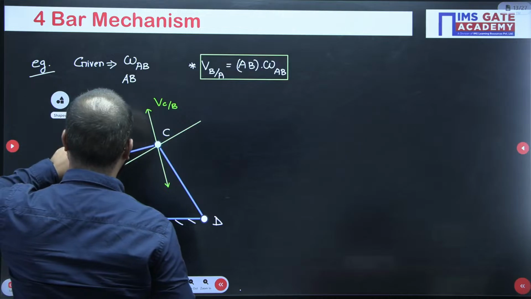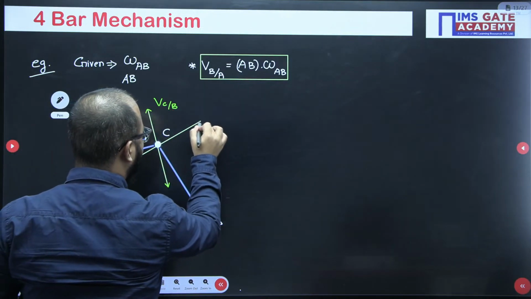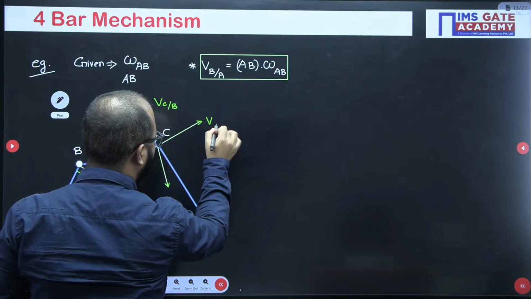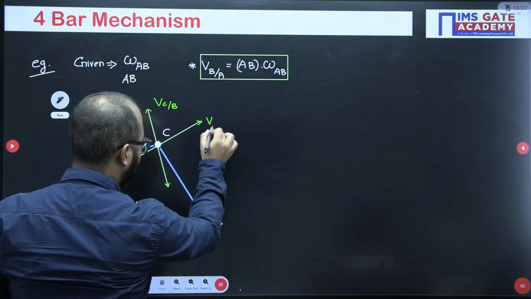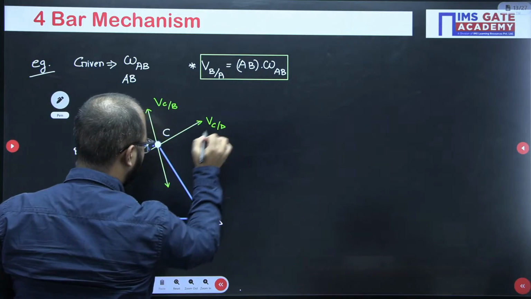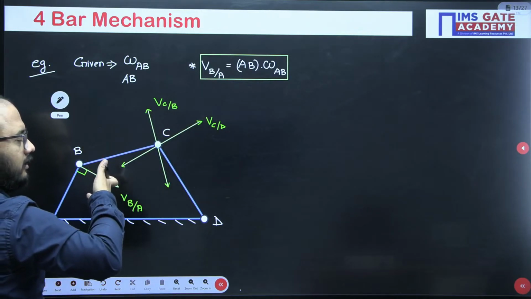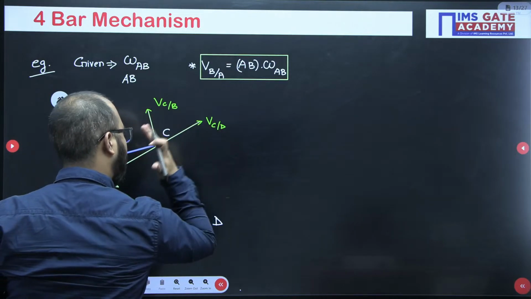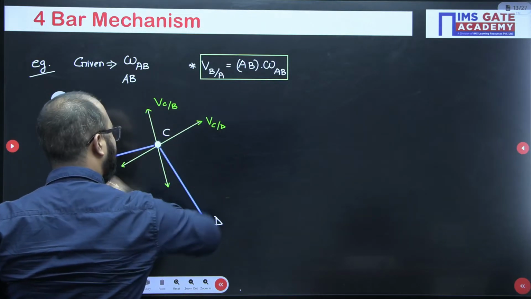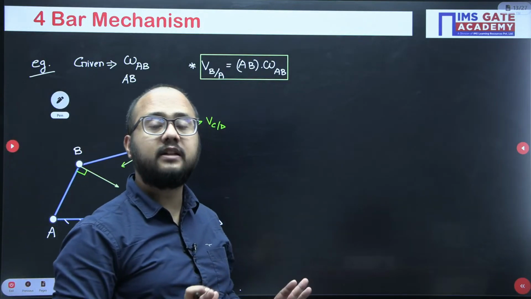Again, at this moment I am assuming I don't know whether it will be rotating clock or anti-clock. So that's why on both the sides I have drawn the vectors. If this CD link moves clockwise, this is the correct answer. If CD moves anti-clockwise, this is the correct answer. Right? That's why on both the sides I am drawing the vectors.